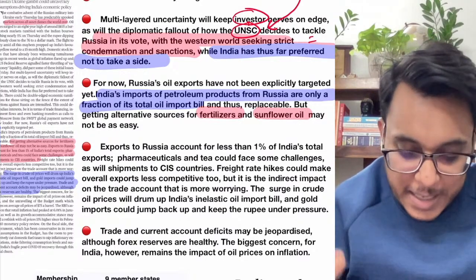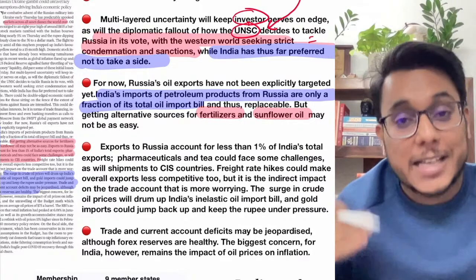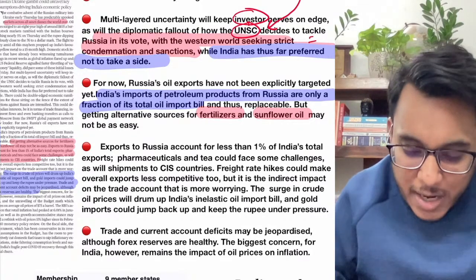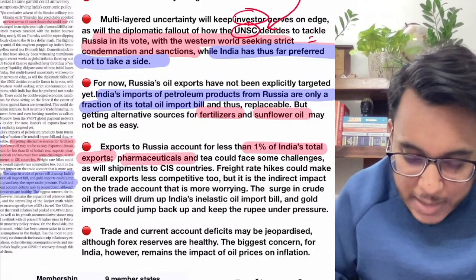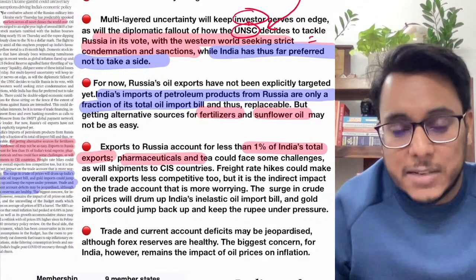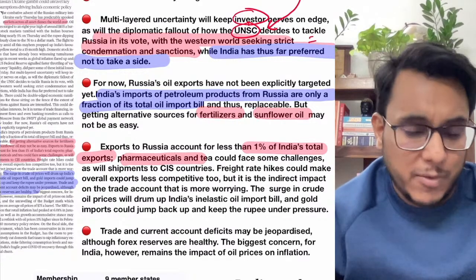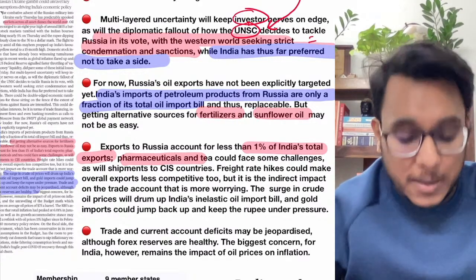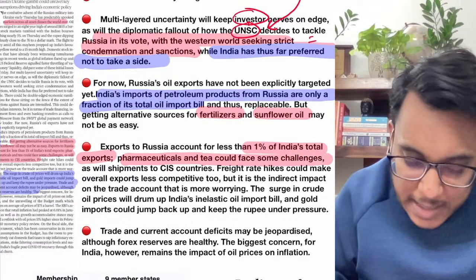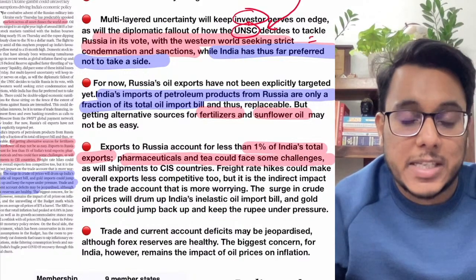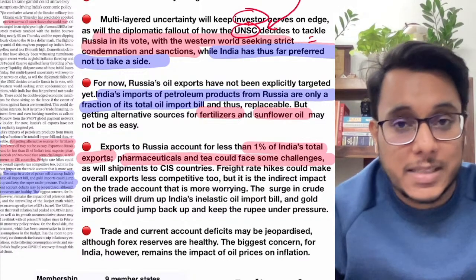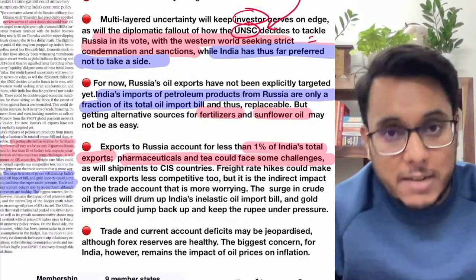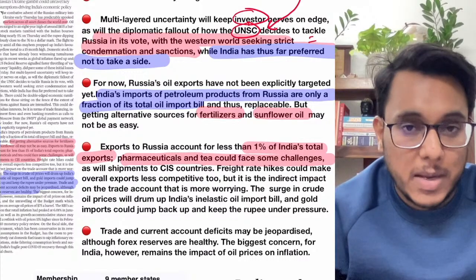Moreover guys, the export that India is making to Russia is less than 1% of India's total export. Pharmaceuticals, less than 1%, can also be diversified to some other country, but pharmaceuticals and tea might face some challenges. Particularly, coffee is exported to Ukraine and tea is exported to Russia. There is a very big market, so here there might be a problem.